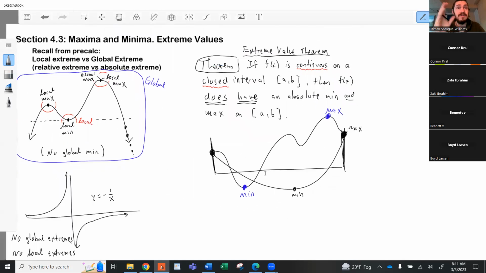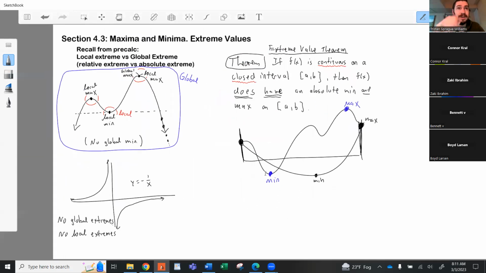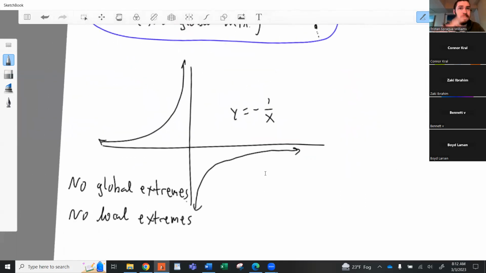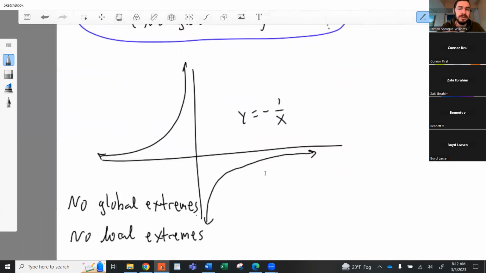It's guaranteed to have one. Okay, it's guaranteed to exist. The reason that this example doesn't contradict that theorem is because the domain is all real numbers, which is not a closed interval.